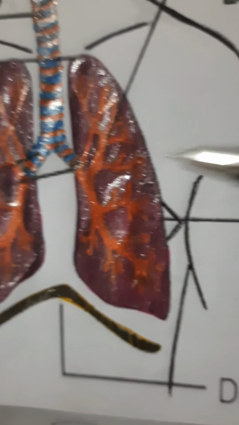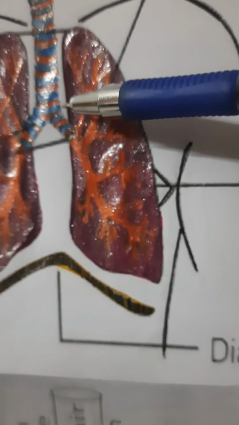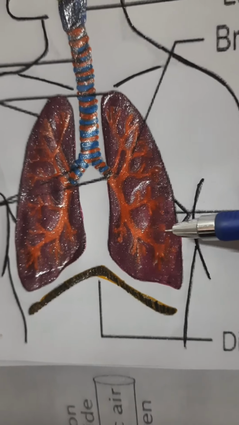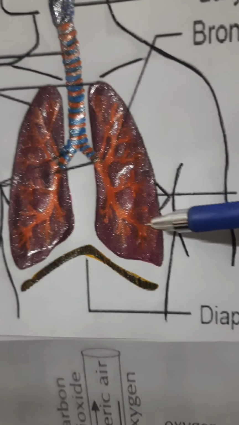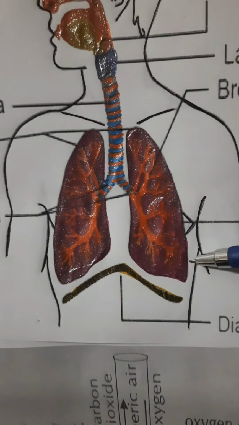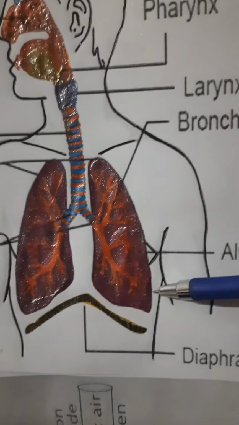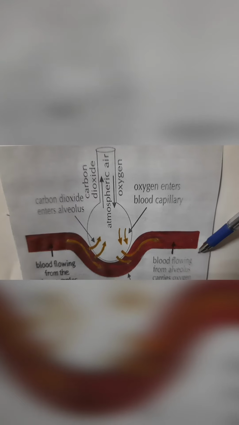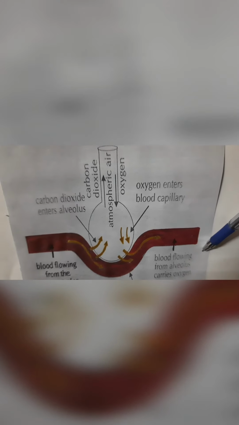The air from the trachea goes through the bronchi and bronchioles. Bronchioles are the very small branches. So bronchioles finally enter the air sacs which are known as alveoli. Now the air from the trachea enters the alveoli through the bronchi and bronchioles.